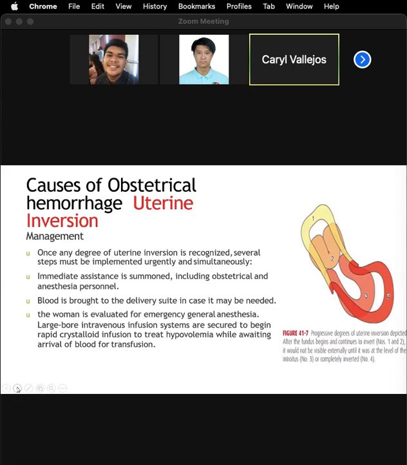The blood is brought to the delivery room in case it may be needed. The woman is evaluated for emergency general anesthesia, and large bore intravenous infusion systems are secured to begin rapid crystalloid infusion to treat hypovolemia while waiting for the arrival of your blood transfusion.